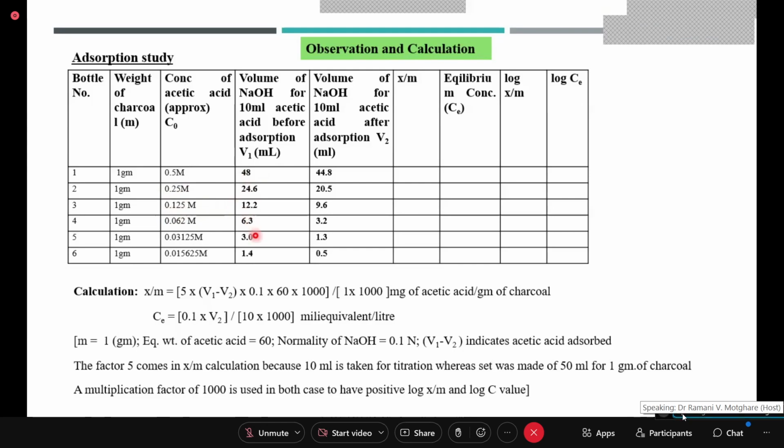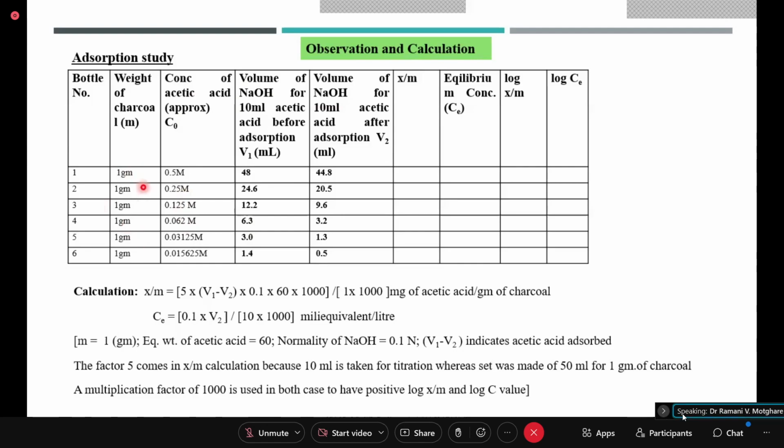Then the next. So this is the observation before adsorption, that is, acetic acid initially provided to you. 10 ml of acetic acid is titrated with NaOH. Now what is done? 50 ml of acetic acid was put in 1 gram of charcoal.